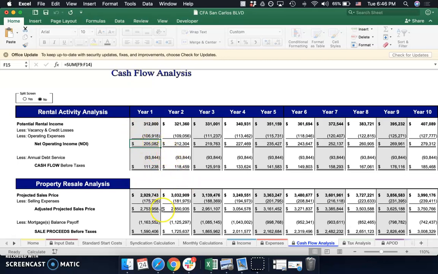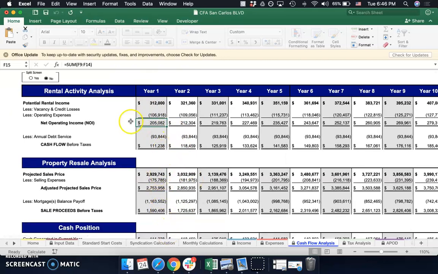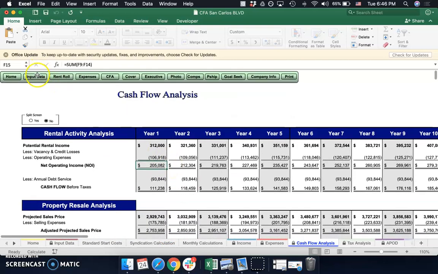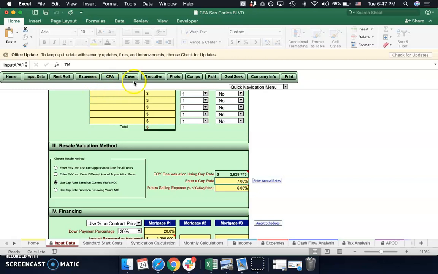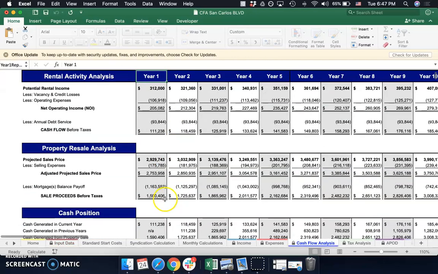This is your income statement. This is your balance sheet. So based off of, back here on the input data, we put our cap rate in right here. Based off of this cap rate that we input, we're going to get a property value. Okay, so as you can see in each year, if we take this NOI divided by 7%, it's going to give us our property value.